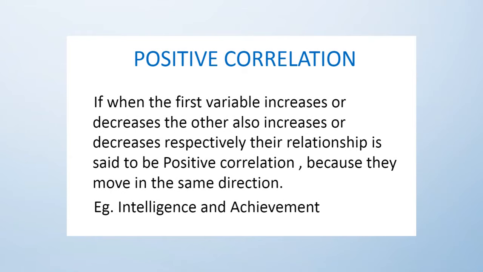So, what is positive correlation? When the first variable increases or decreases, the other also increases or decreases respectively, their relationship is said to be positive correlation because they move in the same direction. For example, intelligence and achievement. When your intelligence increases, your achievement also increases. When your intelligence decreases, your achievement also decreases. This is positive correlation.